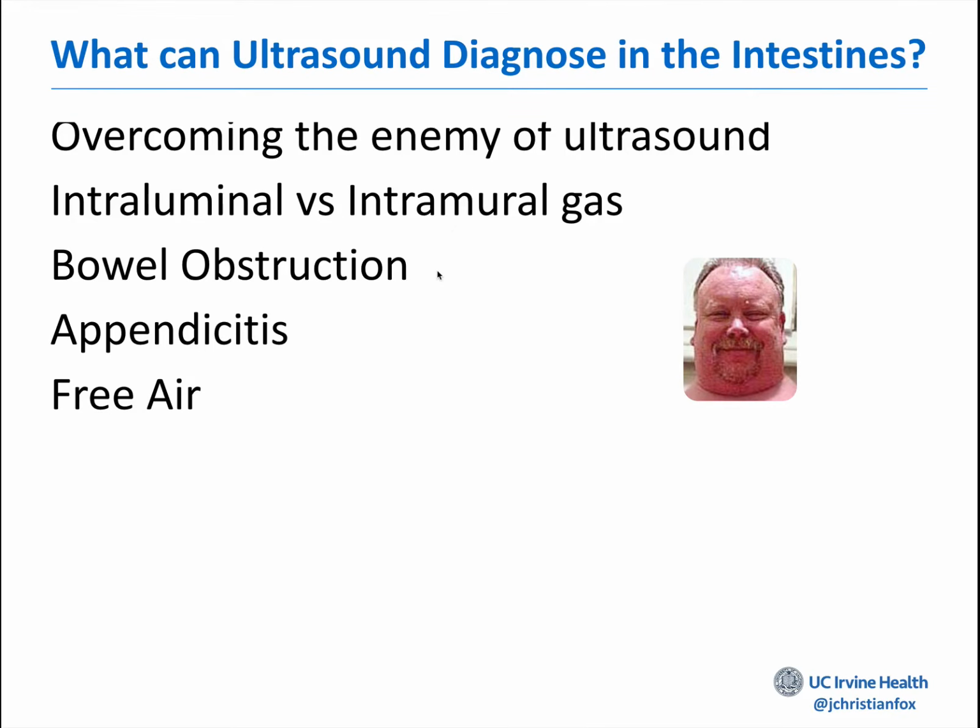You can see a small bowel obstruction with very good accuracy, incredible accuracy actually, in some cases better than CT scan, but definitely better than an X-ray. And then appendicitis is also seen in ultrasound. We'll talk about that. And then you can even see free intraperitoneal air.